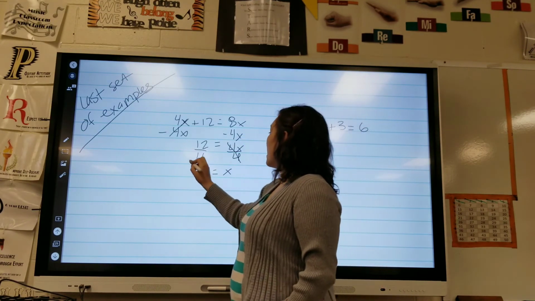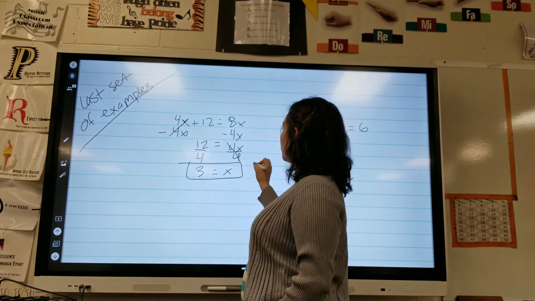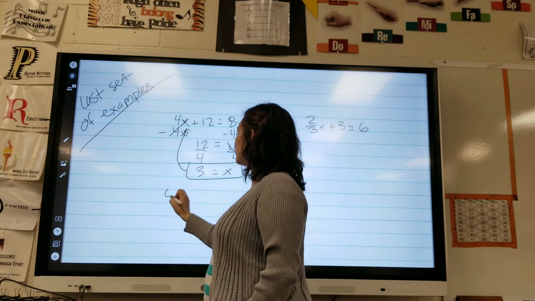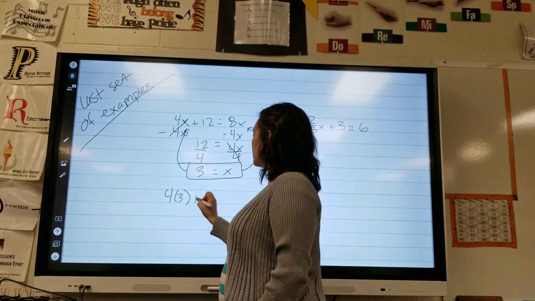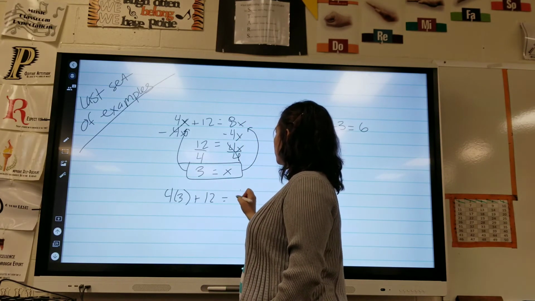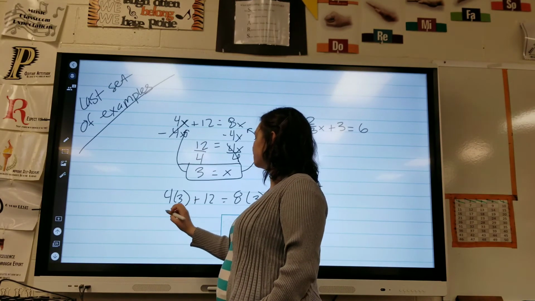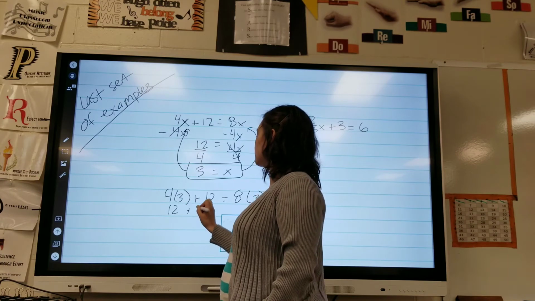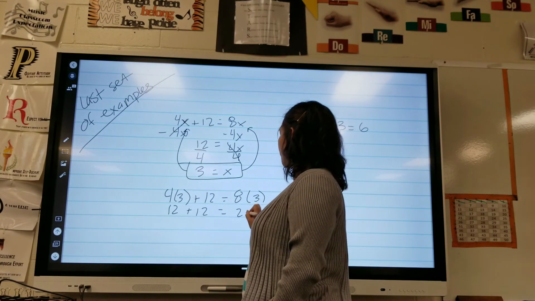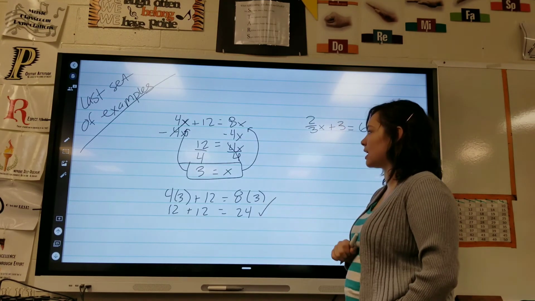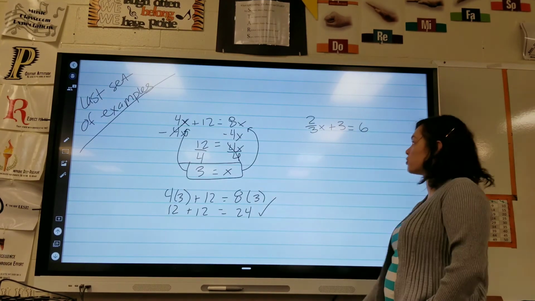Let's double check that. We have 2 places to put 3 into. We have it here, and we have it here. So 4 times 3 plus 12 is equal to 8 times 3. Double check this. This is 12 plus 12, and this is 24. Is 12 plus 12 24? Absolutely. It checks out. Your answer is x equals 3.